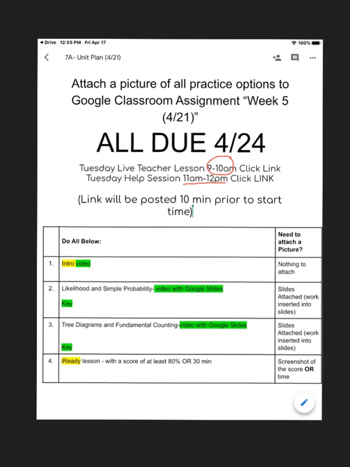We need that picture, upload it into your assignment as well in Google Classroom so that we can give you full credit. Please don't forget all of this is due by Friday at 3 p.m. 4/24 at 3 p.m.